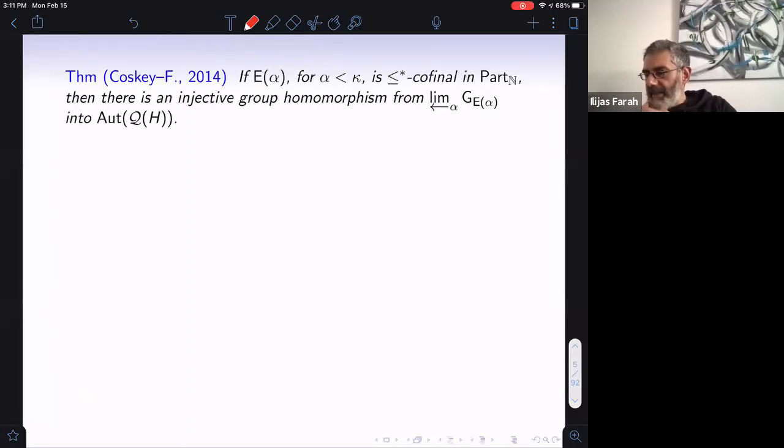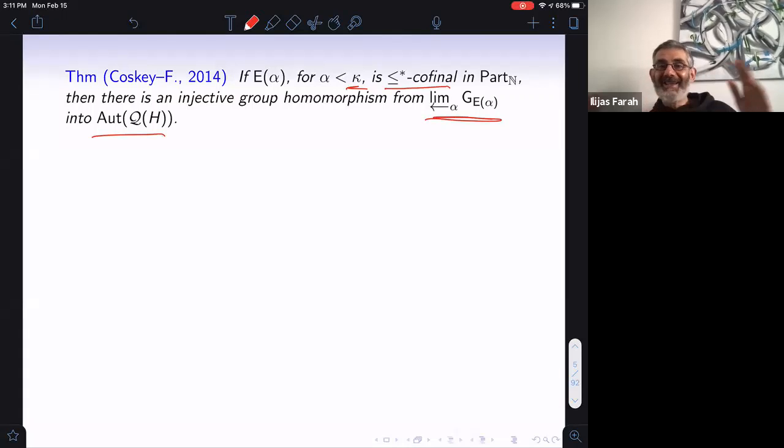And here is a formulation of the theorem by Farah and myself, which is the following. If E alpha for alpha less than kappa, now here kappa is anything, it doesn't matter what it is. It's just that if it's less or equal star cofinal in this space of partitions, then there is an injective group homomorphism from this inverse limit of GE alphas into automorphisms of the Calkin algebra. And this is exactly what we were proving last time.